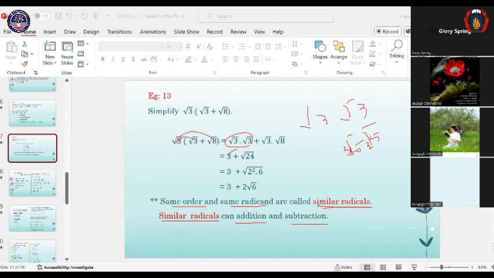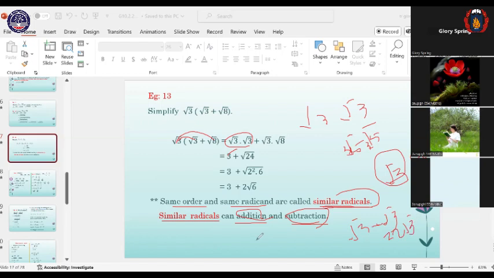Same radical, same order solution, it is similar. Root 3 and root 3 are similar radicals. Similar radicals equal solution. Addition, how about subtraction? Root 3 plus root 3 equals 2 root 3.